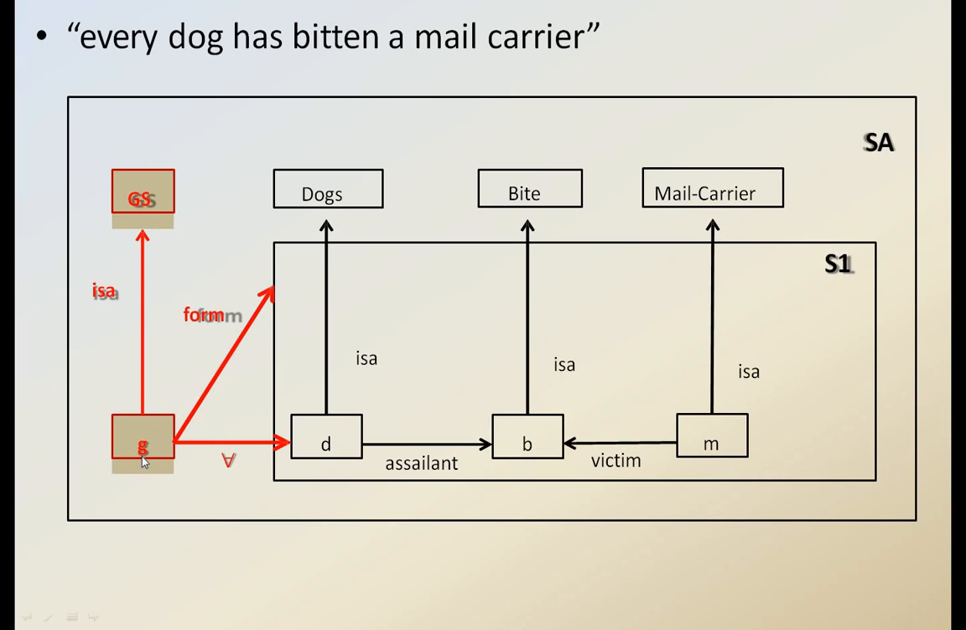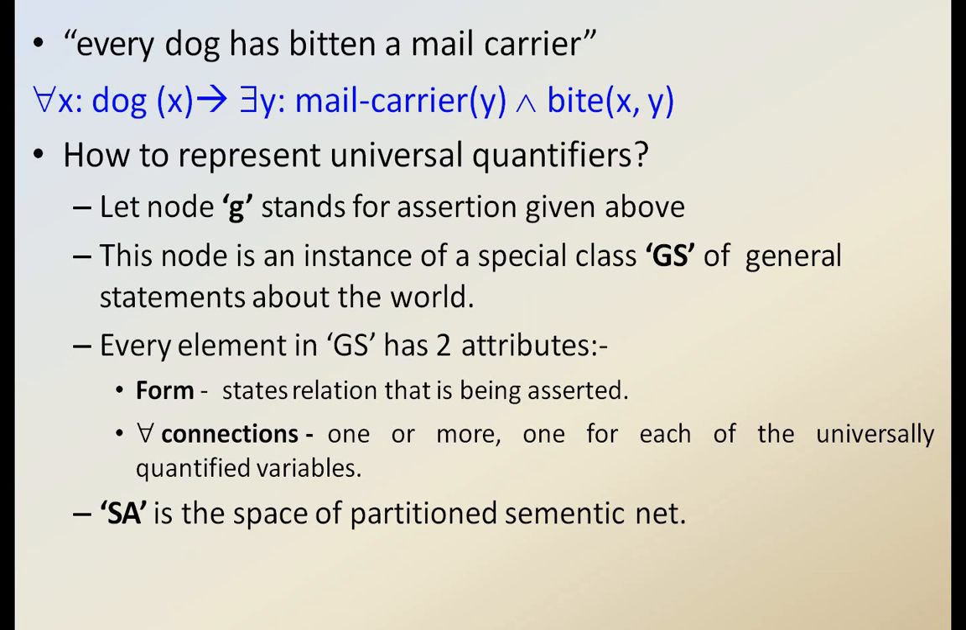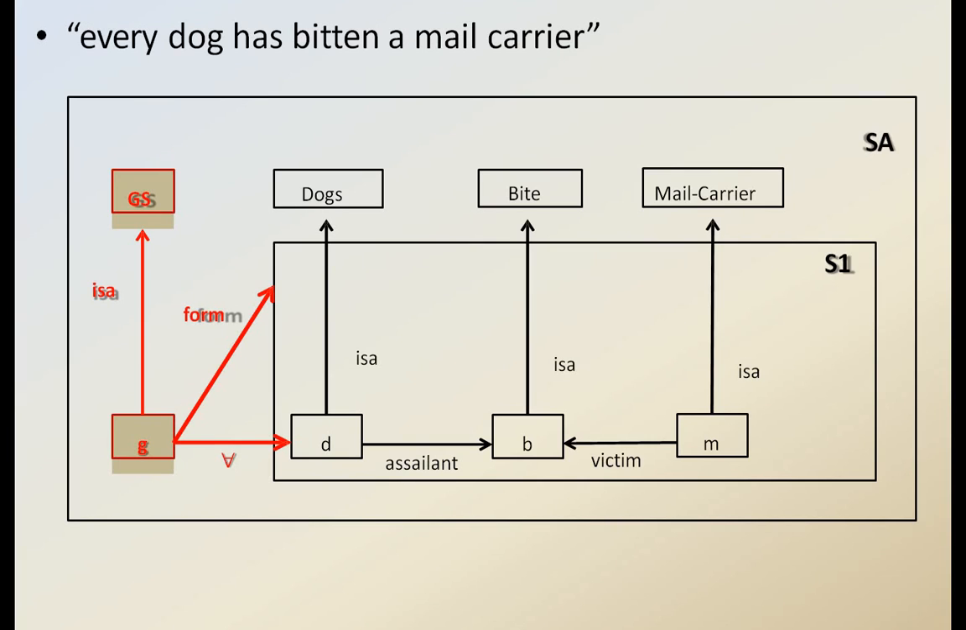For this general statement, G is the instance. G is a general statement. This general statement is representing form and for all. Form is representing this partition net, and this one is the for all. And what is this SA? This SA is the space partitioned in the semantic net. So what is the S1? S1 is the space for the auxiliary objects that we have created.